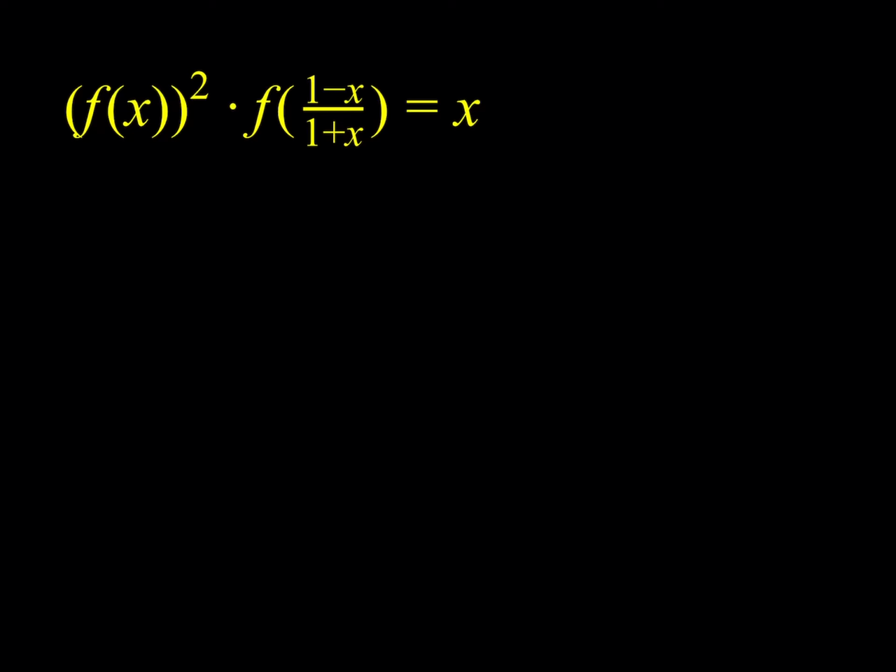So we do have a functional equation, f of x squared multiplied by f of (1 minus x) divided by (1 plus x), and the product is equal to x. And we're solving for f of x basically, under certain conditions of course, because for example x does not equal -1, because otherwise it's going to be undefined. So under those conditions, how can we solve for f of x?